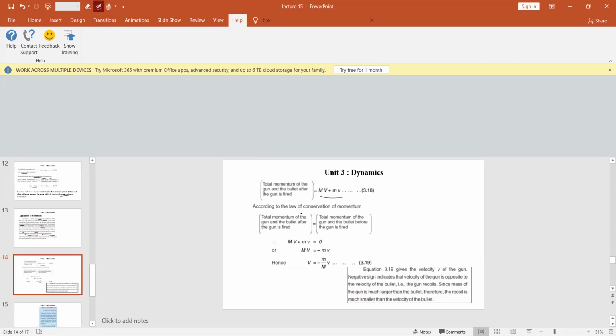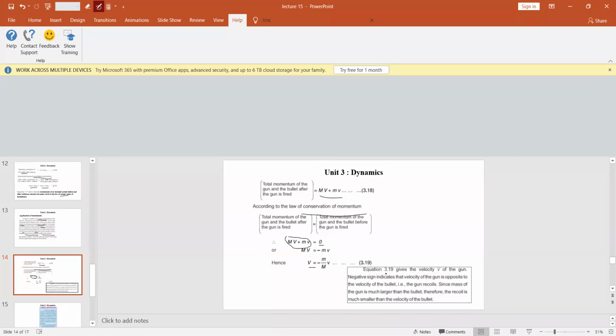According to the law of conservation of momentum, the total momentum of the gun and the bullet after the gun is fired is equal to the total momentum before the gun is fired. This is our final momentum, and this is our initial momentum, which is zero. We write this equation. We keep MV on the left hand side, and move small mv to the other side, where it gains a negative sign. Then to find the velocity of the gun, we can write the formula as V equals minus m by M v.